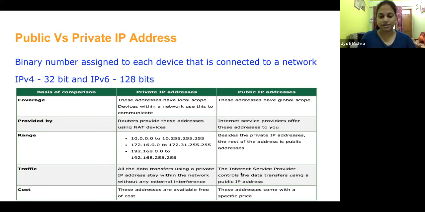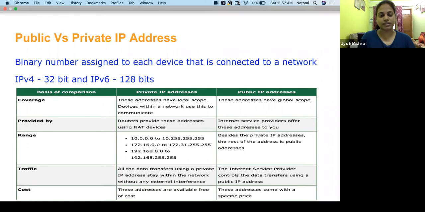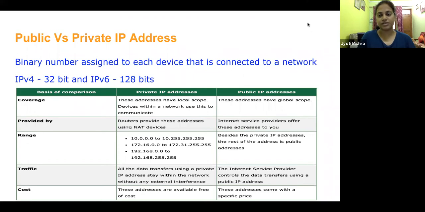Here is a small difference for you all, what exactly we mean by private IP address and public IP address. As the name suggests, private addresses have local scope. We have a box named VPC, and anything in that VPC can connect directly. We don't need to go over the internet. They connect directly with the help of their private IP address. But if I need to talk outside that box, which is the VPC, in that case I would need a public IP address, provided by the router, which provides these addresses using NAT devices.